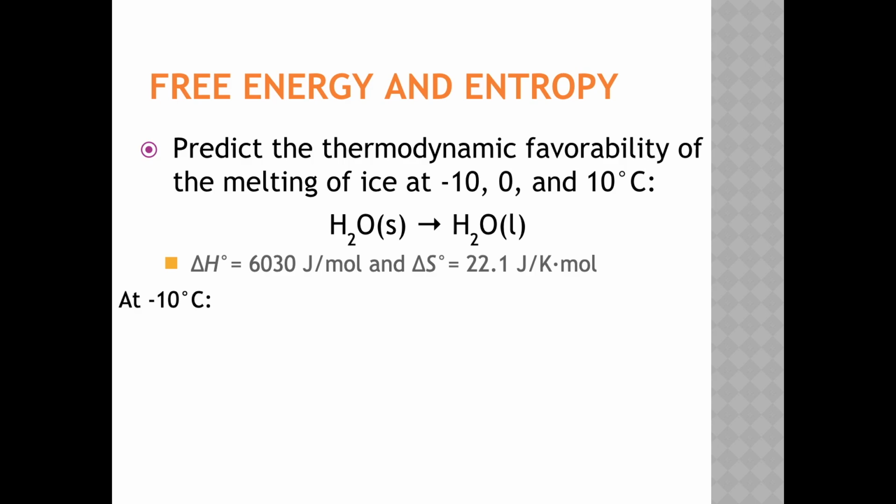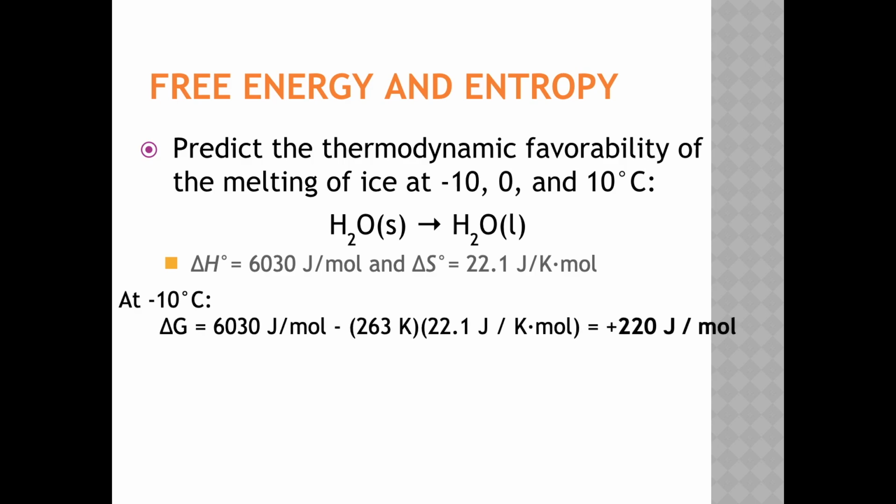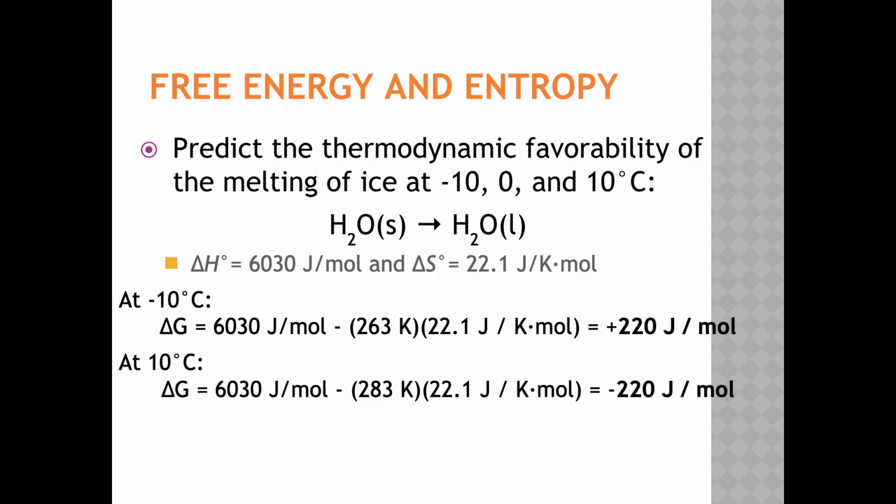So at negative 10 degrees Celsius, we'll get positive 220 joules per mole, since we'll have to round to the tens place. This makes sense because positive delta G means the melting of ice is not thermodynamically favored at negative 10. But the reverse process, freezing, certainly is favored at this temperature. But then at positive 10 degrees Celsius, we'll get negative 220 joules per mole, which also makes sense because negative delta G means that the melting of ice is thermodynamically favored at 10 degrees Celsius, and we've probably all observed that. But what about at 0 degrees Celsius?